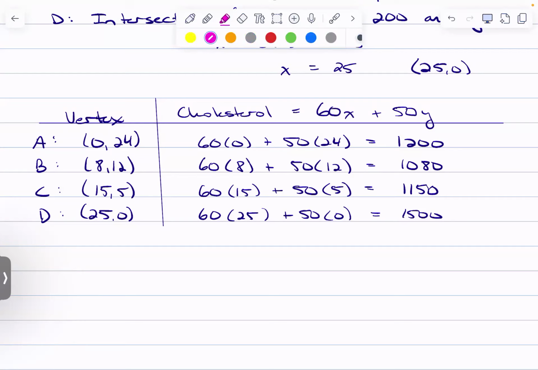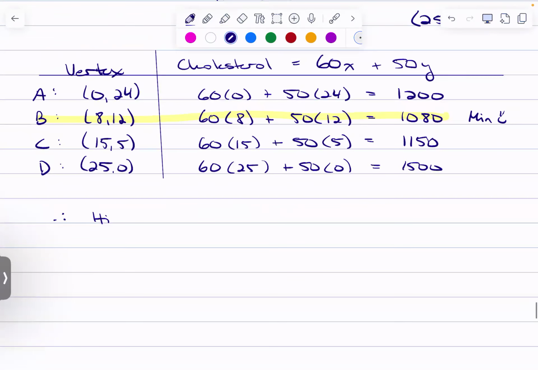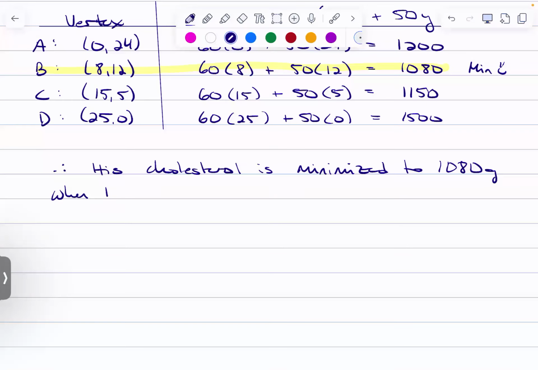So what's the minimized? I'm going to go for B. This is our minimum. Therefore, his cholesterol is minimized to 1080. I don't know the units, and I'm not going to scroll all the way up there. So 1080 grams, when he has 8 pasta meals and 12 tofu meals per month.